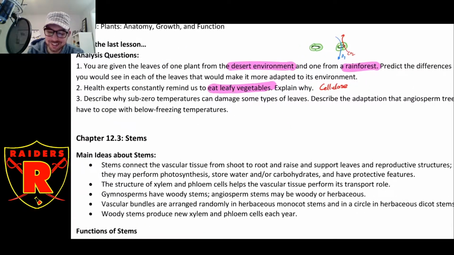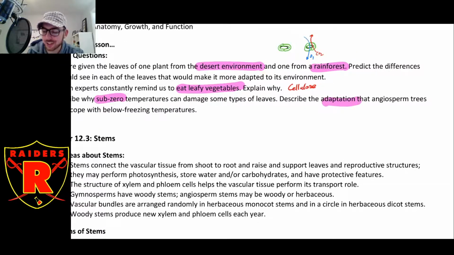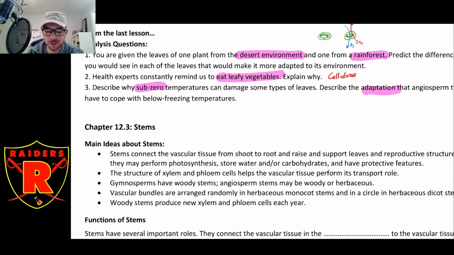Okay, and then lastly, the idea of this sub-zero temperature adaptation in angiosperms. Well, what do angiosperms do? Most of them drop their leaves when the temperature goes below freezing. So most flowering plants will drop their leaves, or some of them just have their stems shrivel up. They pump all of their nutrients that they can into their roots, and then they just allow their stems to shrivel up. So a lot of monocots have that adaptation.